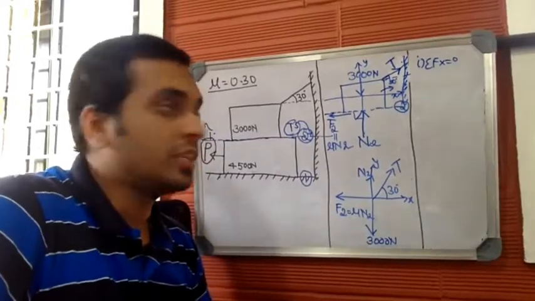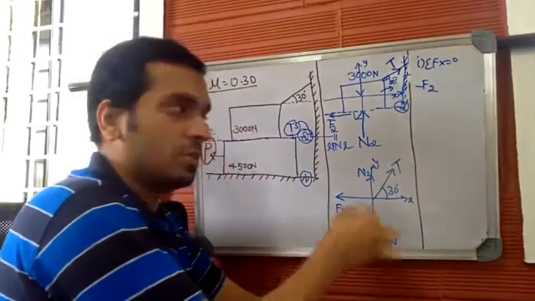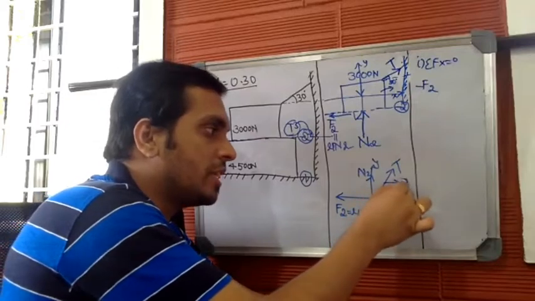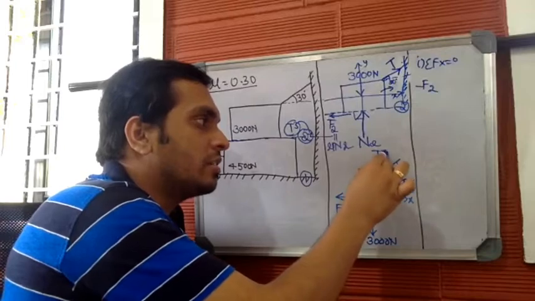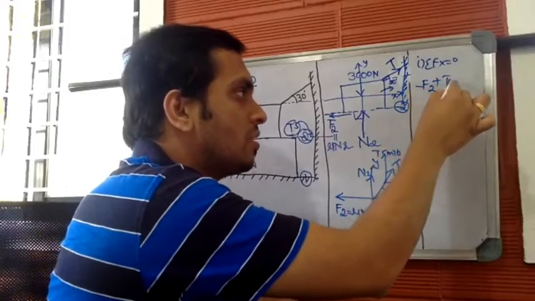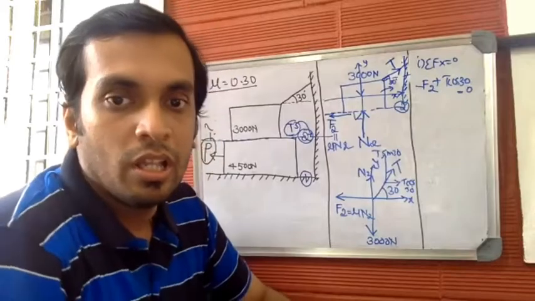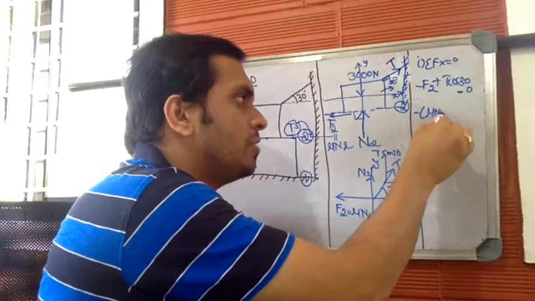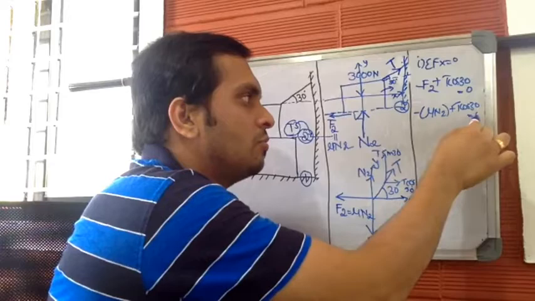So when you apply summation of Fx equal to 0, list down all the forces which move in the x direction. It will be minus F2 because it moves horizontally to the left, and resolve this force into its horizontal and vertical components. Horizontal component will be T cos 30 and the vertical component will be T sin 30. So it is minus F2 plus T cos 30 is equal to 0. Let us simplify this. F2 can be written in this way: minus mu into N2 plus T cos 30 is equal to 0.